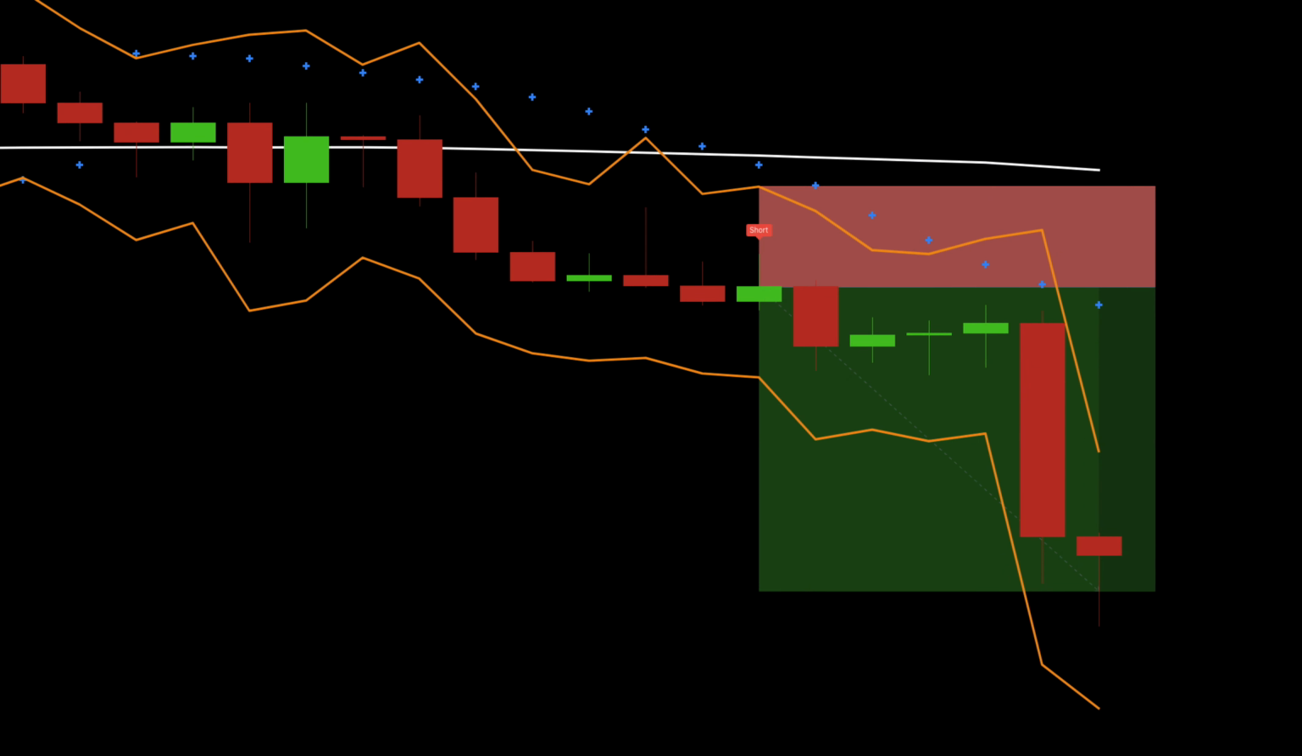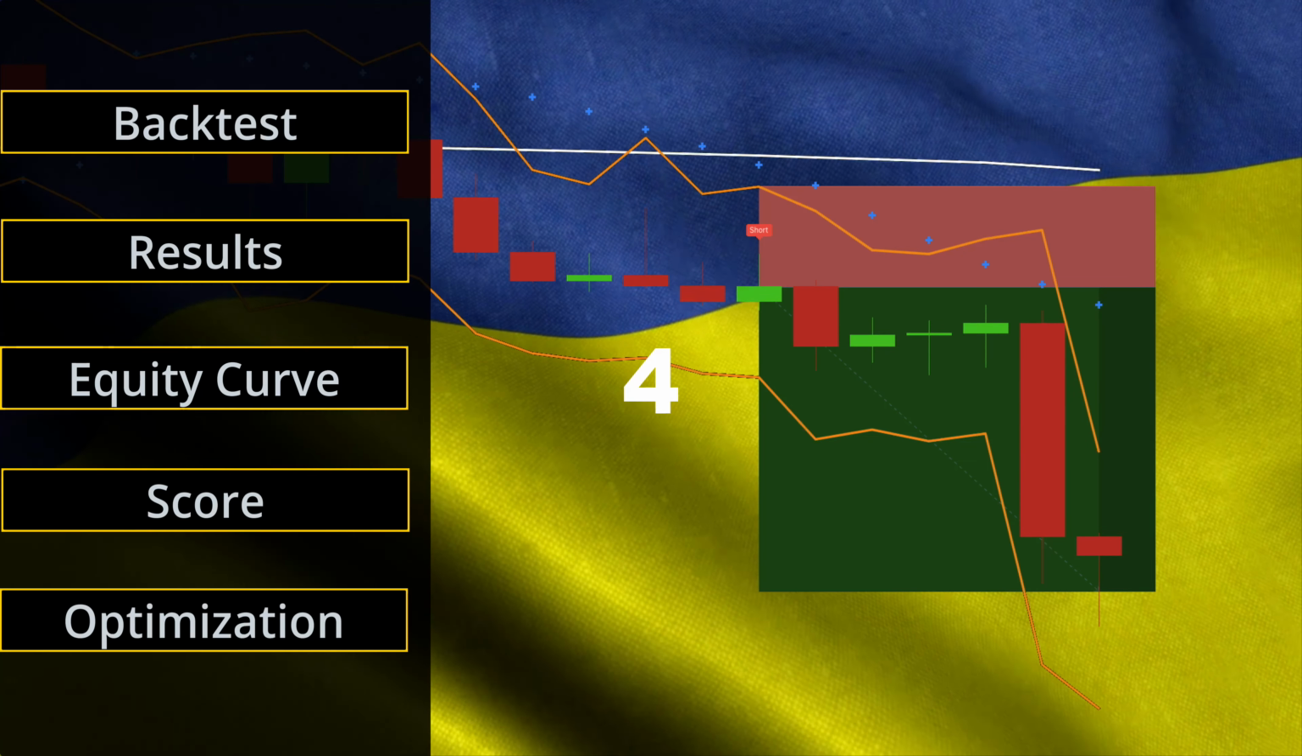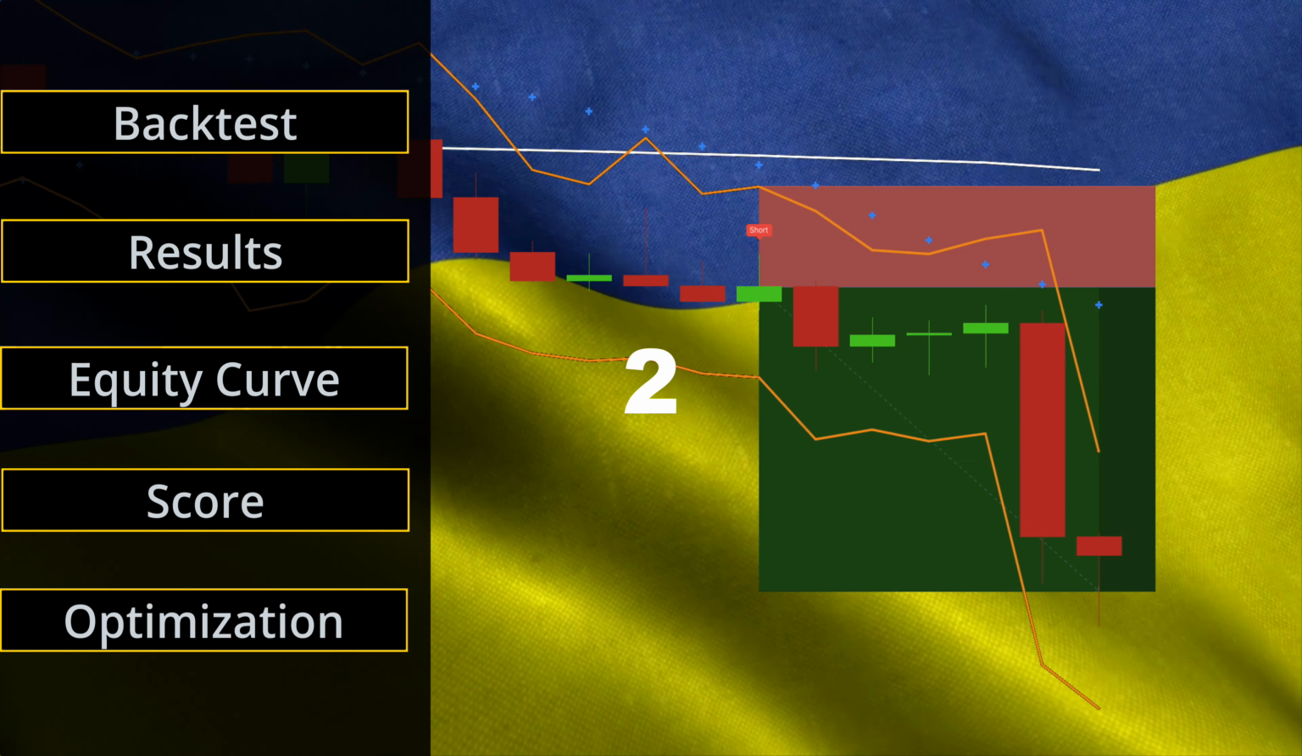I'm going to give you some insightful ideas on how we can improve this system along with a trader's landing score. And now it's time to do what I do.